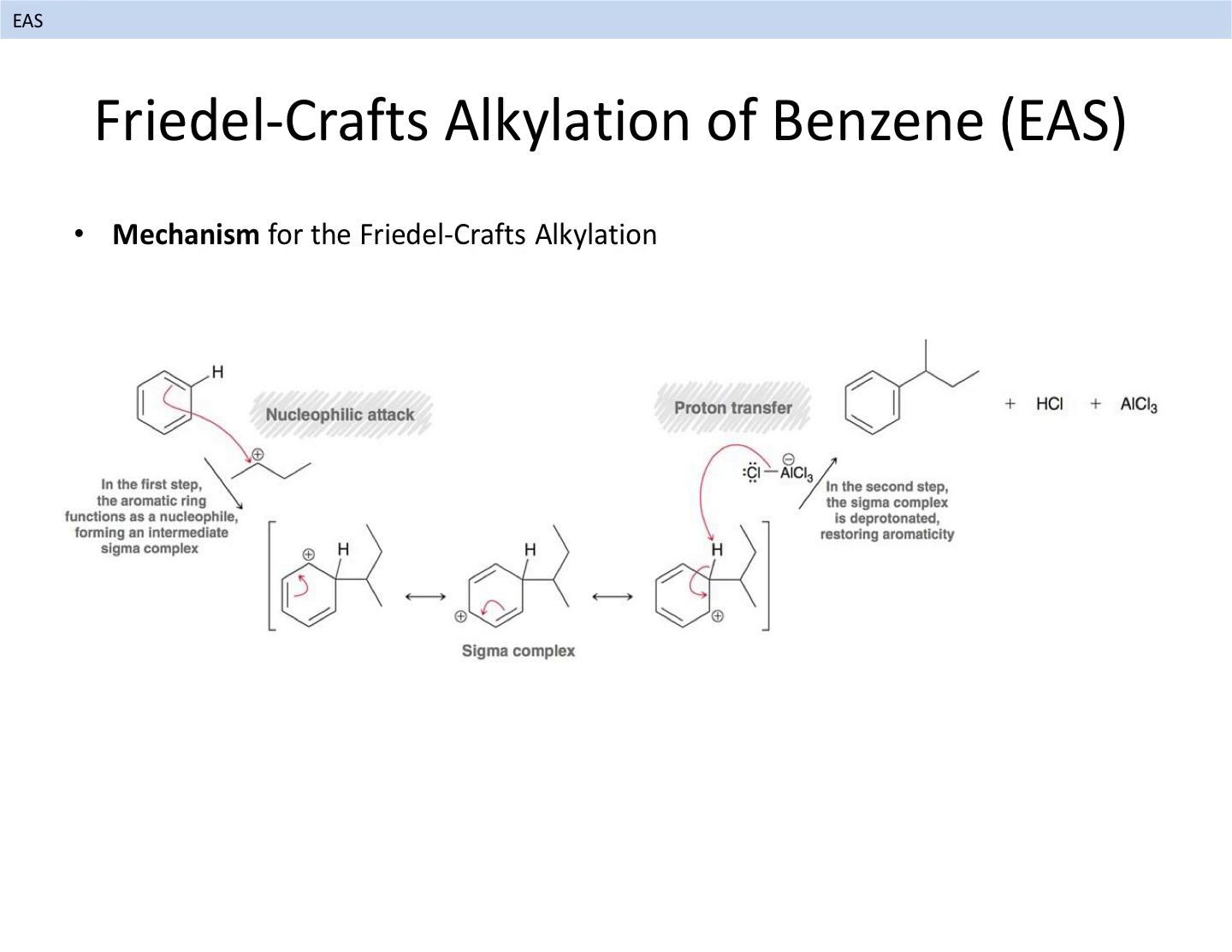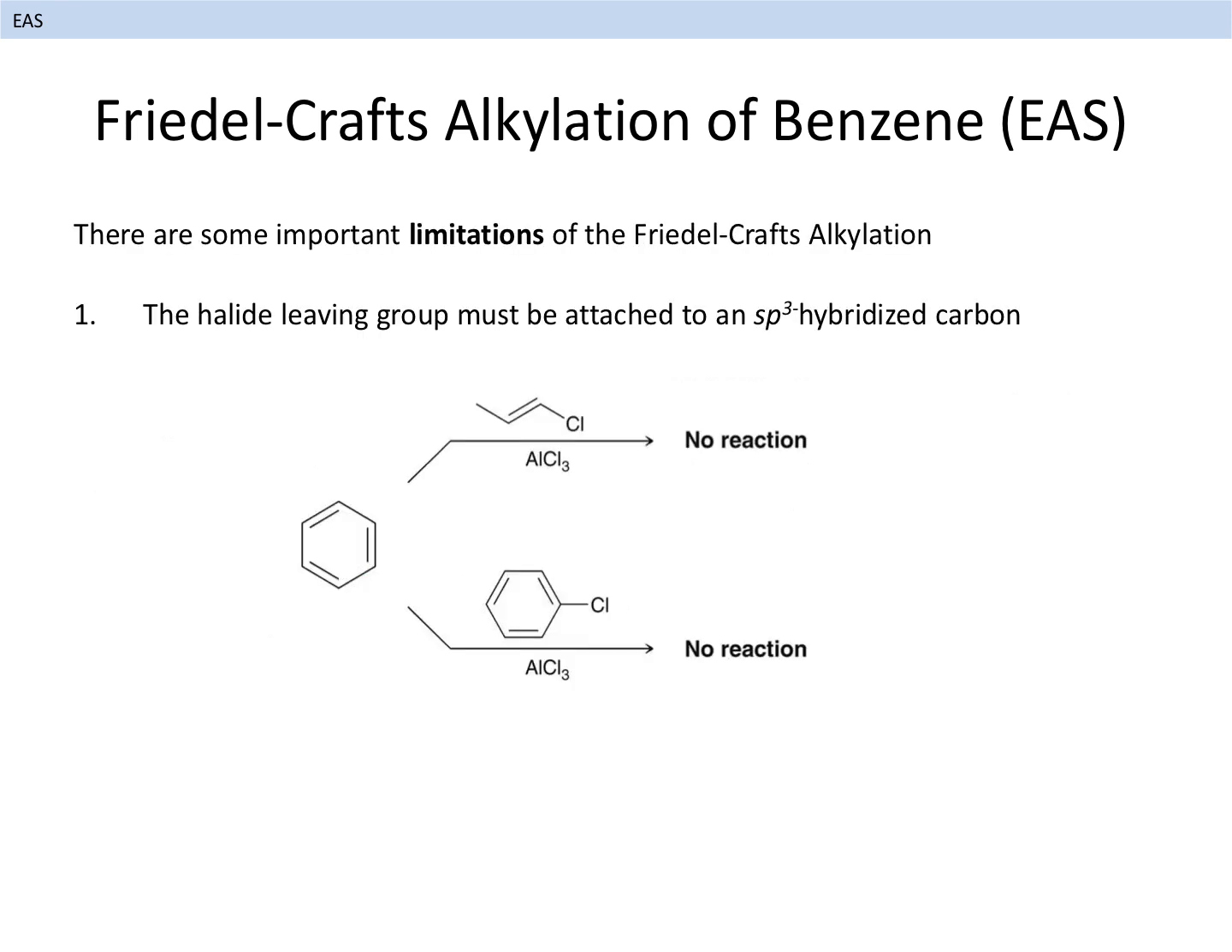Now that we understand the mechanism, let's proceed to the next page to discuss some limitations of the Friedel-Crafts alkylation reaction. Let's discuss 3 important limitations of the Friedel-Crafts alkylation reaction, which are crucial to understanding when and how we can use this reaction in practical applications. One key limitation is that the halide leaving group must be attached to an sp3 hybridized carbon. This means that the carbon atom bonded to the halide, such as chlorine in alkyl halides, must be sp3 hybridized for the reaction to proceed.